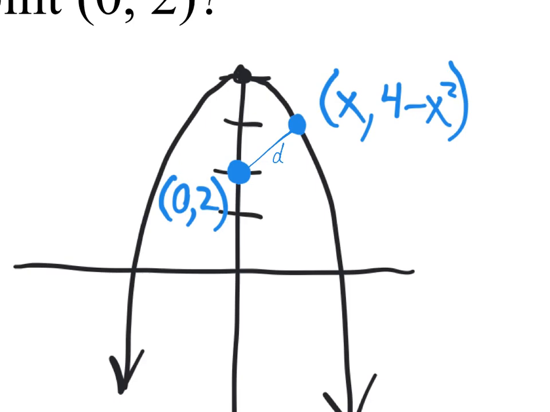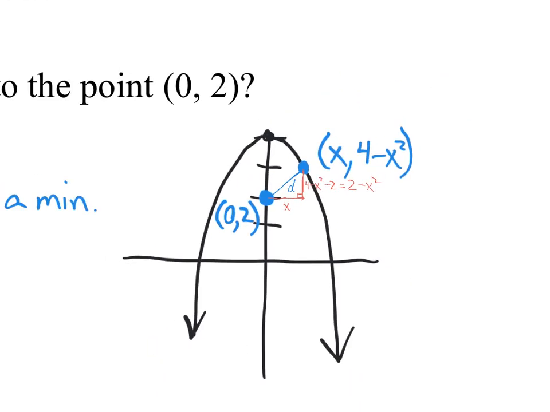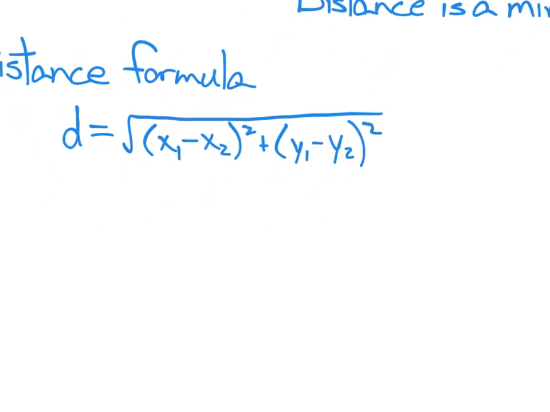I picked some random point on the graph where I have an x coordinate, and then the y coordinate will be 4 minus x squared, because that's what the function is. And then remember, our distance formula is derived from the Pythagorean theorem. So this side here is x minus 0, and this side right here is 4 minus x squared minus the 2, which is 2 minus x squared. That's where our distance formula came from. That's why we have this.